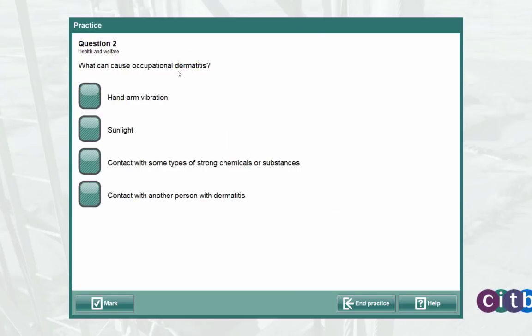What can cause occupational dermatitis? Hand-arm vibration. Sunlight. Contact with some types of strong chemicals or substances. Contact with another person with dermatitis.